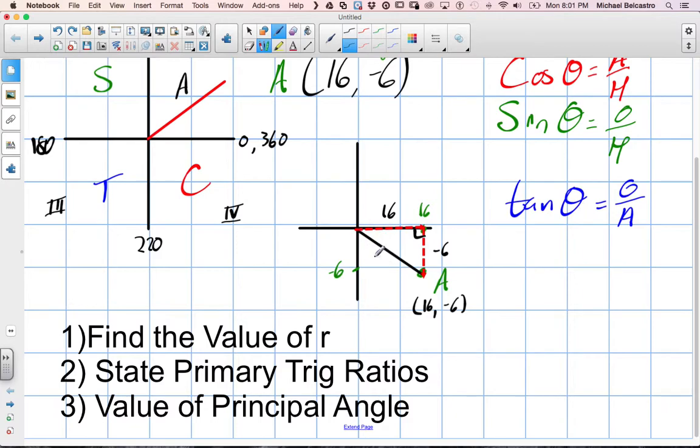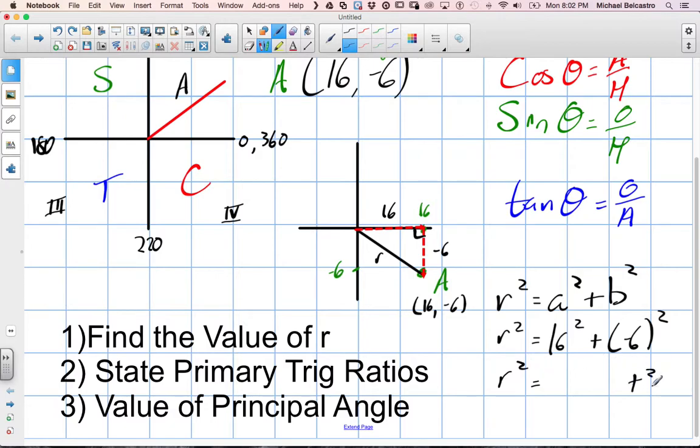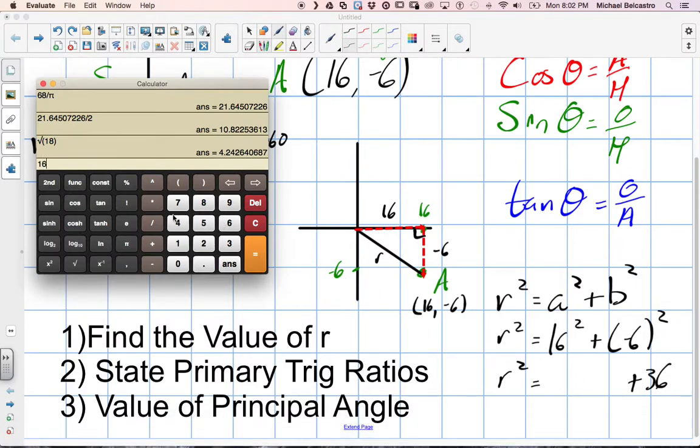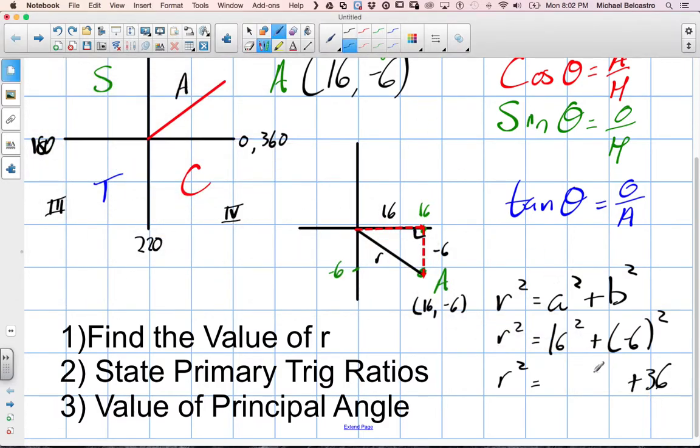Well, for the Pythagorean theorem, R squared is equal to A squared plus B squared. Now we know R is really the hypotenuse; A and B don't matter which one we call it. So R squared is equal to 16 squared plus (-6) squared. We could write it as -6 because when we square -6, we're going to get 36. 16 squared, I don't know off the top of my head. 256? Yeah, got it. 256.